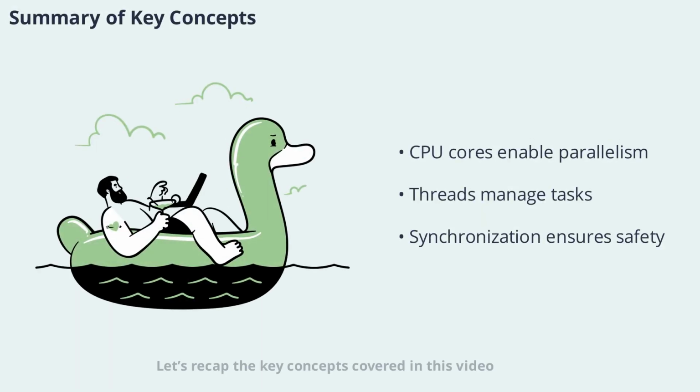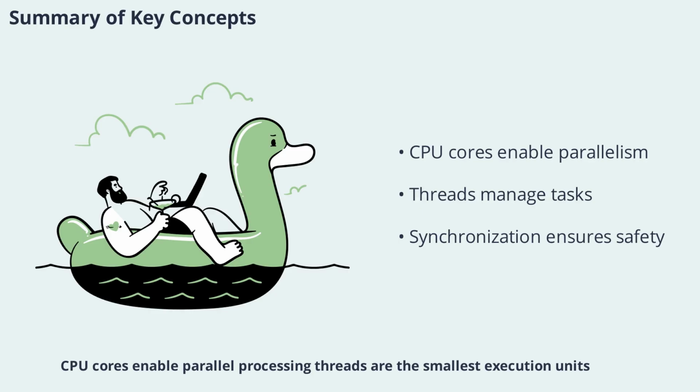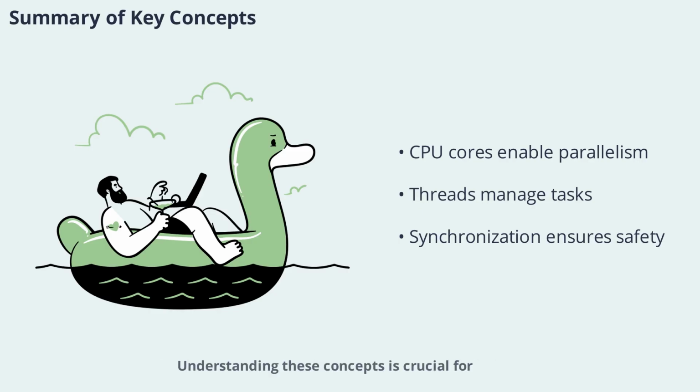Let's recap the key concepts covered in this video. CPU cores enable parallel processing, threads are the smallest execution units, synchronization prevents race conditions, locks and advanced tools manage thread coordination, and Java's concurrency package provides robust solutions. Understanding these concepts is crucial for building efficient and scalable Java applications.